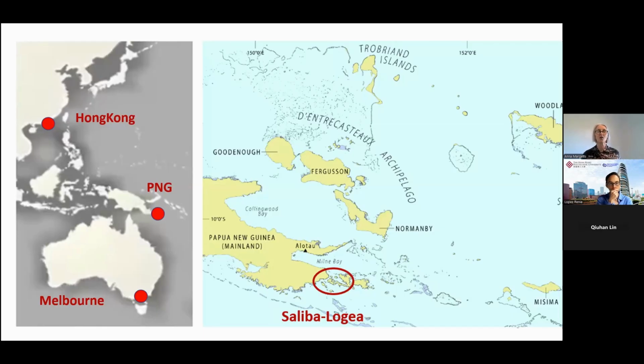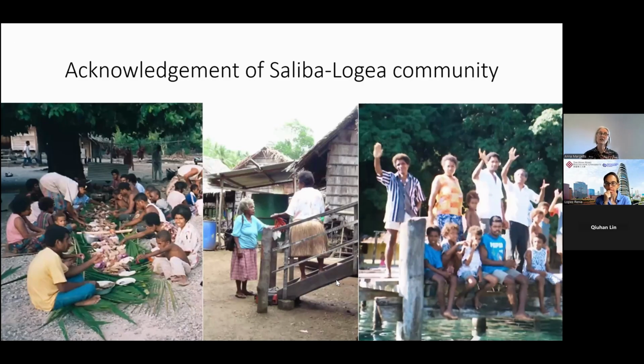So in this context, first of all, showing you where we all are. Most of you are in Hong Kong, up there on the map. I'm down in Melbourne, and the research with the Saliba-Logea community was in Papua New Guinea. You see here on the map that the islands of Saliba and Logea are located just off the main coast of New Guinea here. And I do want to acknowledge the importance of the Saliba community to this research, but also just to my life.